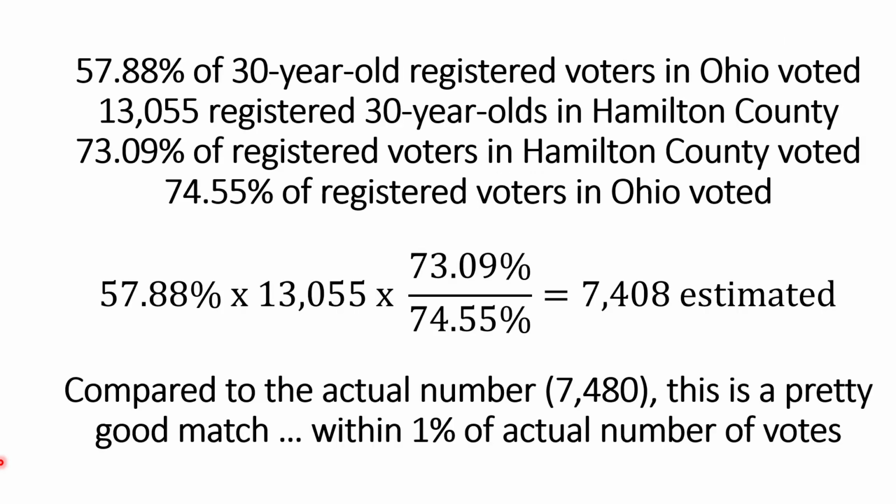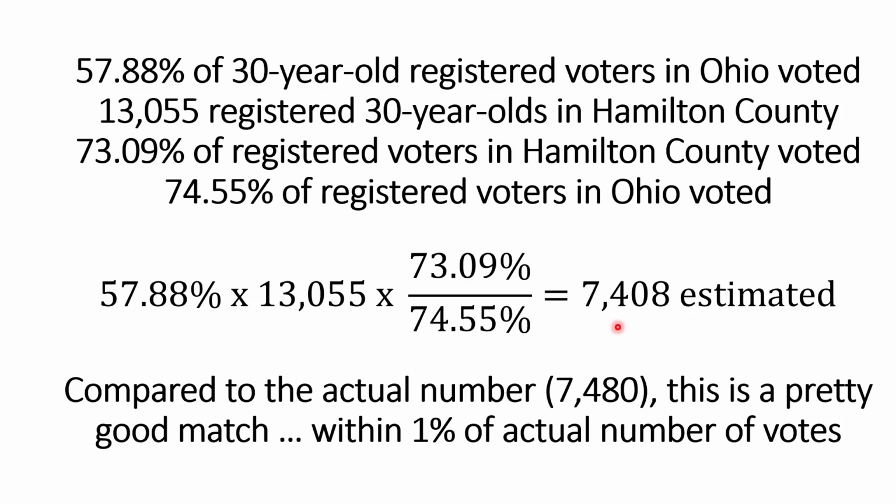From that chart that I showed you earlier, 57.88% of the 30-year-olds registered in Ohio voted. There were 13,055 30-year-olds in Hamilton County. 73.09% of the voters in Hamilton County actually voted versus 74.55% of the registered voters in Ohio. What my friend's method does is take this number of 30-year-olds registered in the state times the number of 30-year-olds in the county, and then correct by the ratio of the county turnout to the state turnout. And he comes up with 7,408 estimated voters in Hamilton County who are 30 years old.